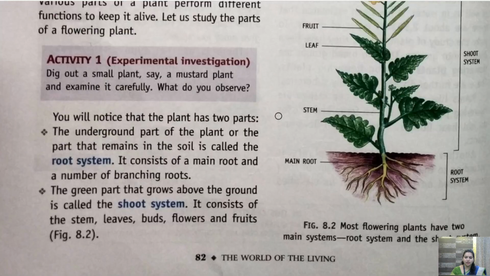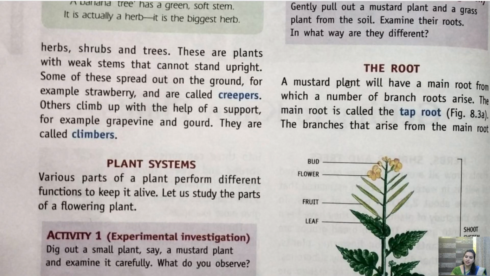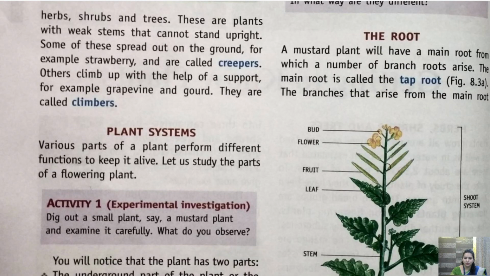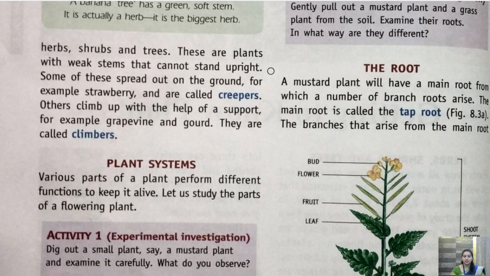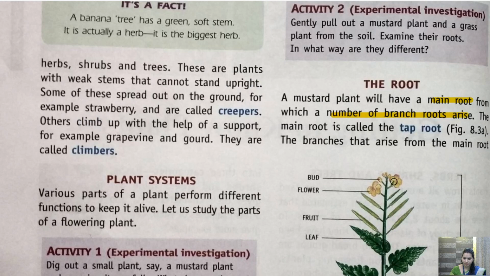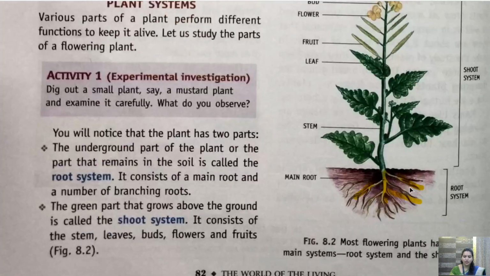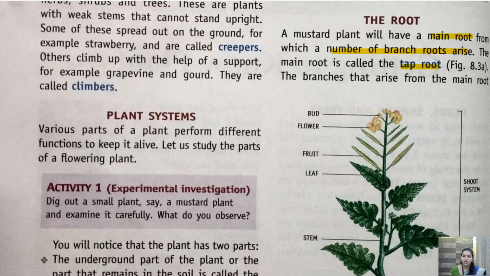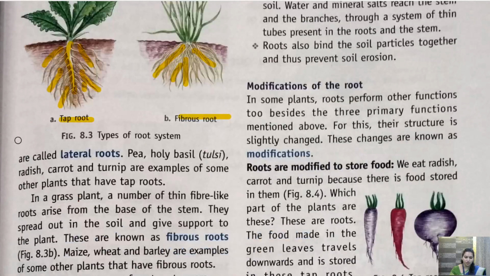So let's talk about root. The mustard plant is this, that's shown in the figure. The mustard plant will have a main root from which a number of branch roots arise. So see here, here also they have a main root and there are several branches present. The main root is called taproot. जो मेन रूट है उसको हम क्या बोलते हैं, taproot. The branches that arise from the main root are called lateral roots.